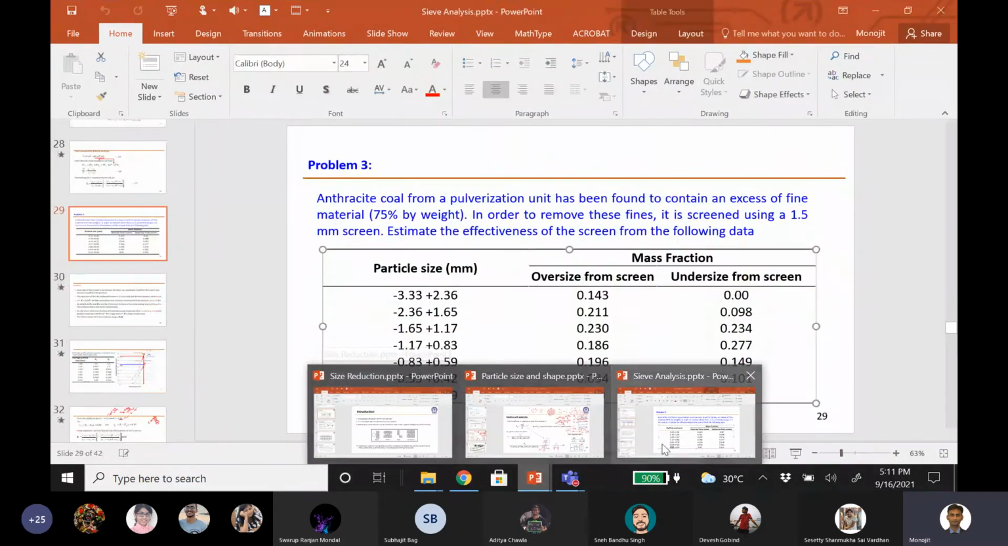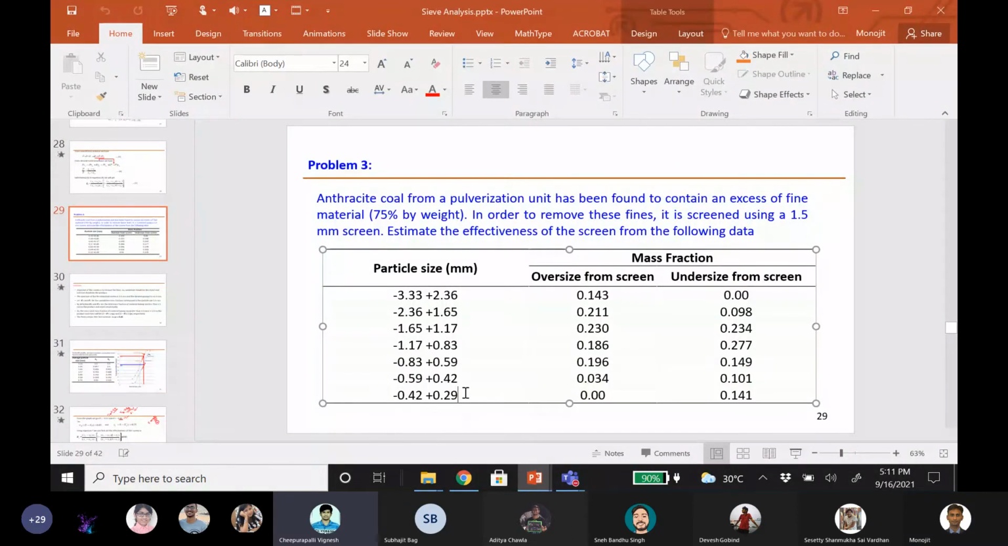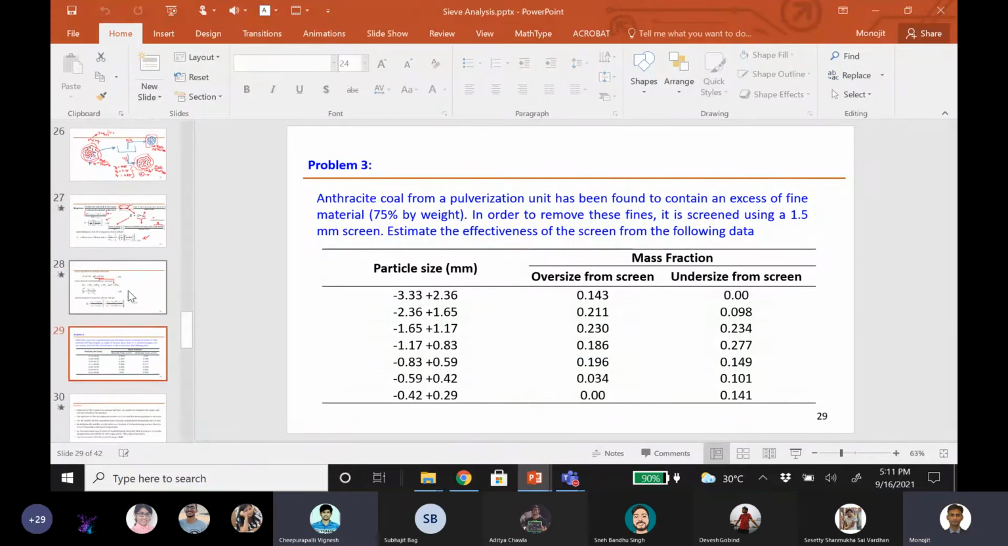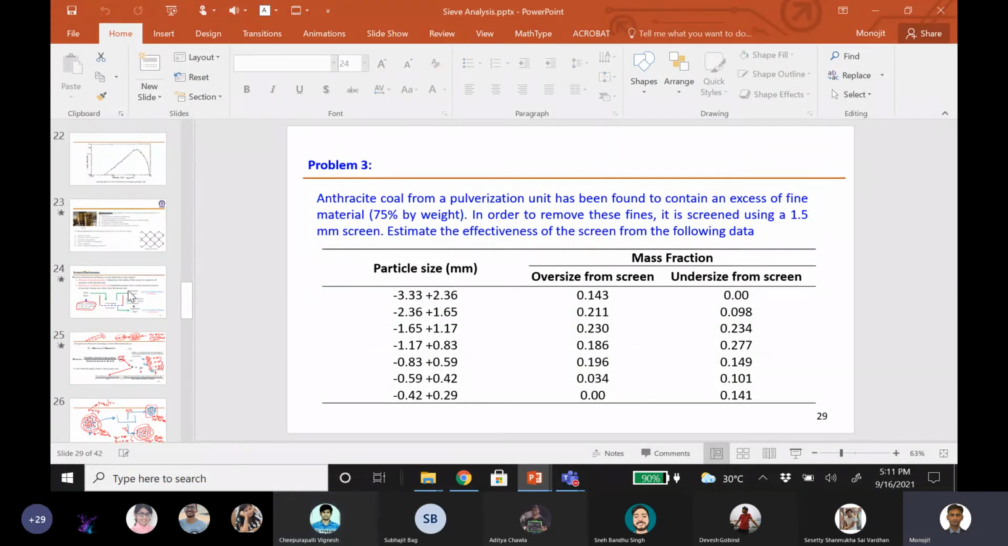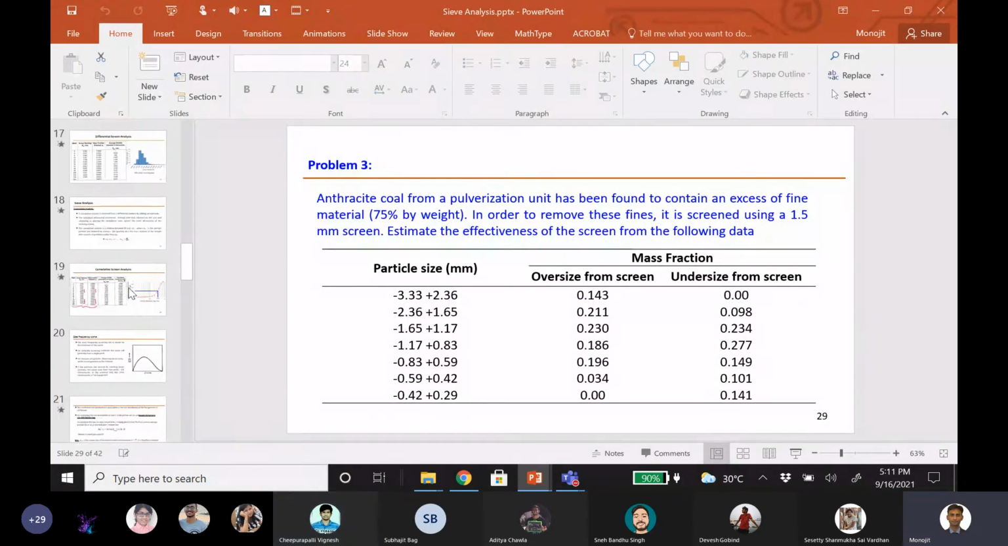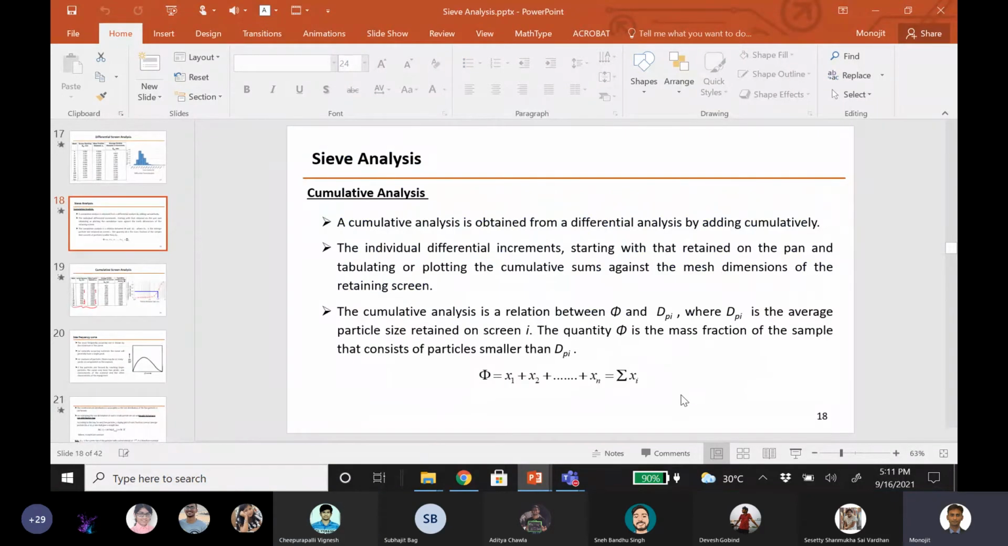Okay. Sir, could you repeat it once? I didn't get that. Yeah, so the thing is, while calculating the cumulative mass fraction, let's see the definition we had discussed. So it's the plot between phi and dpi. What is phi? The quantity phi is the mass fraction of the sample that consists of particles smaller than dpi.